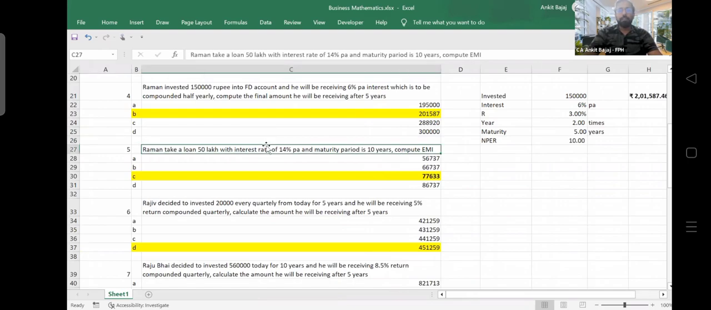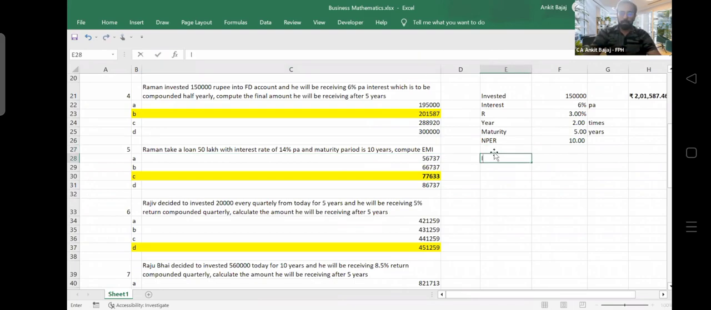Right? Then Raman took a loan of 50 lakh with an interest rate of 14% per annum. Maturity is 10 years. You have to calculate the EMI, right? What is the loan amount? Loan amount is 50 lakh rupees.